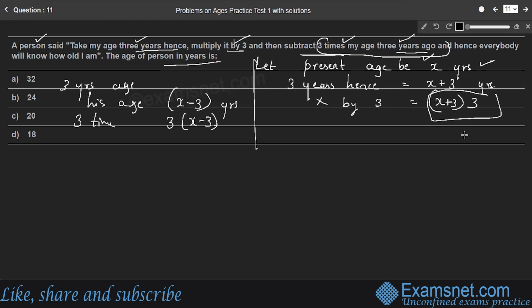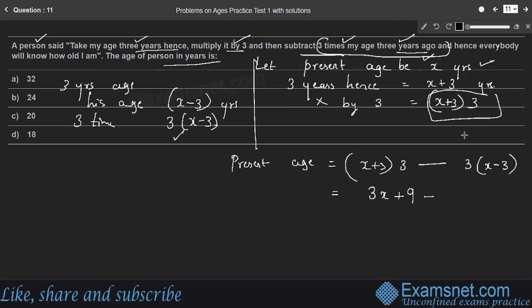Right? Therefore, x plus 3 into 3 minus 3 times his age 3 years ago, 3 times x minus 3. Therefore, the person is 3x plus 9 minus 3x, minus 3 into minus 3 is plus 9. So the person is 18 years old, right? At present, he is 18 years old. Therefore, option D is the right answer.